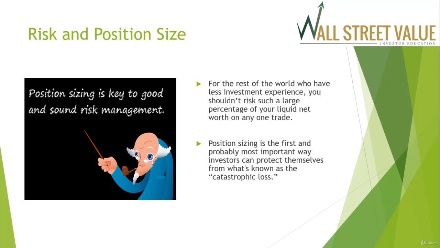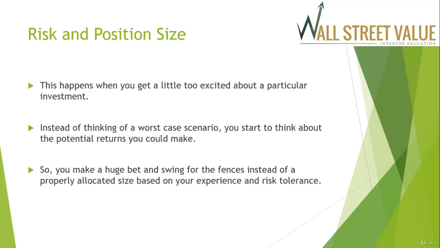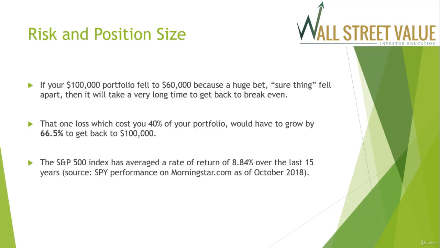Position sizing is the first and probably most important way investors can protect themselves from what's known as the catastrophic loss. This happens when you get a little too excited about a particular investment. Instead of thinking of a worst case scenario and what could go wrong with that stock, you start to think about the potential exciting returns you can make. So you make a huge bet, you swing for the fence, instead of properly allocating your position based on your experience and risk tolerance.